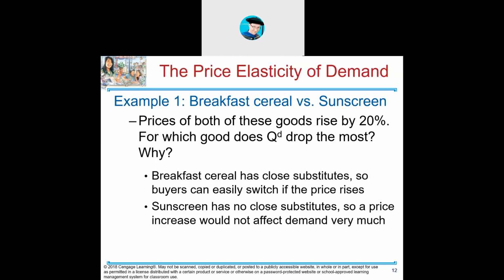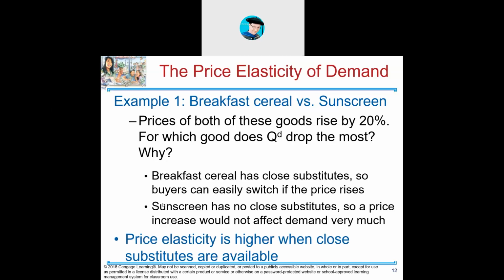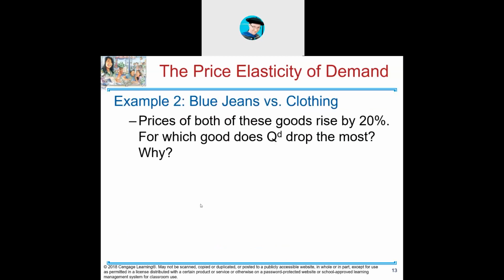But with breakfast cereal, I could easily go to a different product. So the price goes up, and I'm not going to buy that, I'm going to buy something else. So that's what this tells us. The price elasticity is higher when there are other close substitutes available. In other words, the price elasticity in this example would be much higher for breakfast cereal than for sunscreen, simply because there are close comparables.